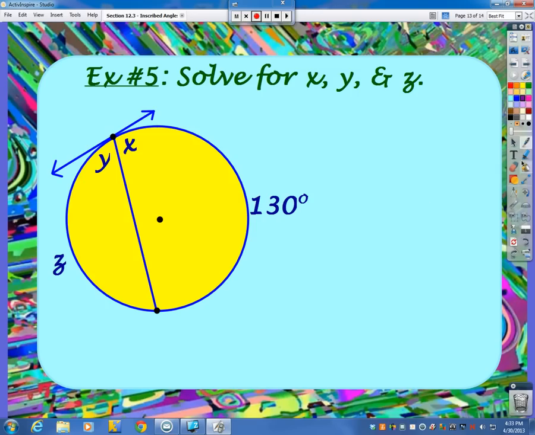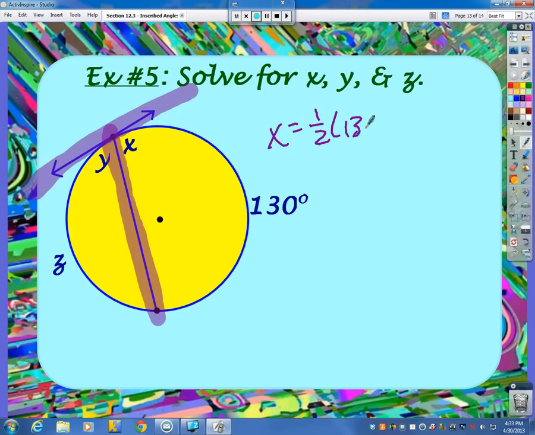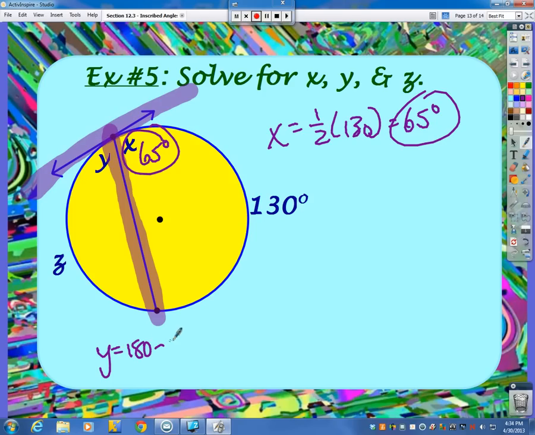So in this example, here's a tangent, here's a chord. So we got two angles going on here. We got the x and the y. So this angle x is equal to half of its arc, which is the 130. So half of 130 makes 65 degrees. So this is 65. Now, to get y, we can just notice x and y are together on a tangent line, which is 180 degrees. So y is just going to be equal to 180 minus the 65. So that's going to give me 115 degrees.